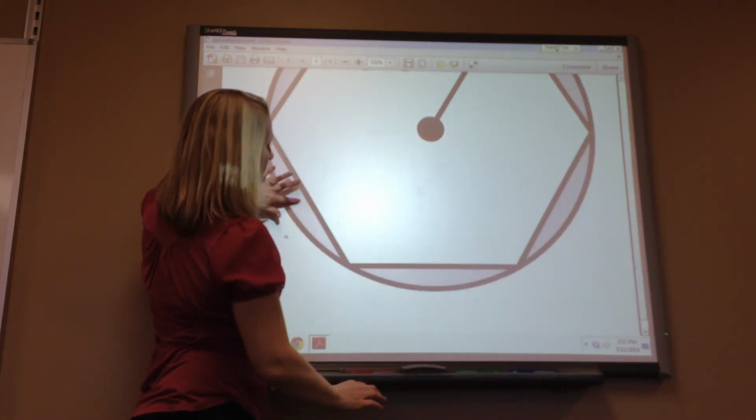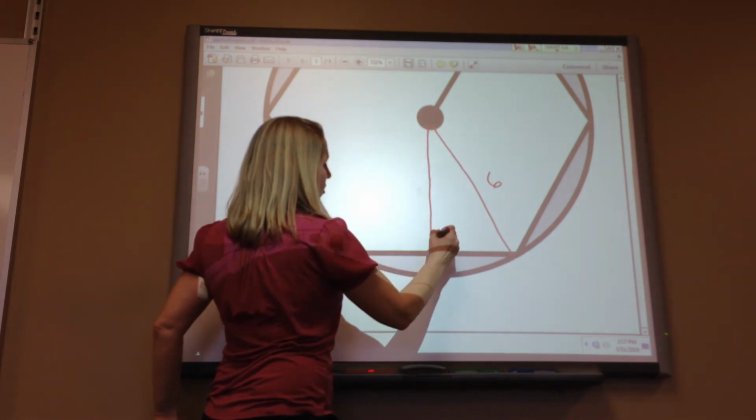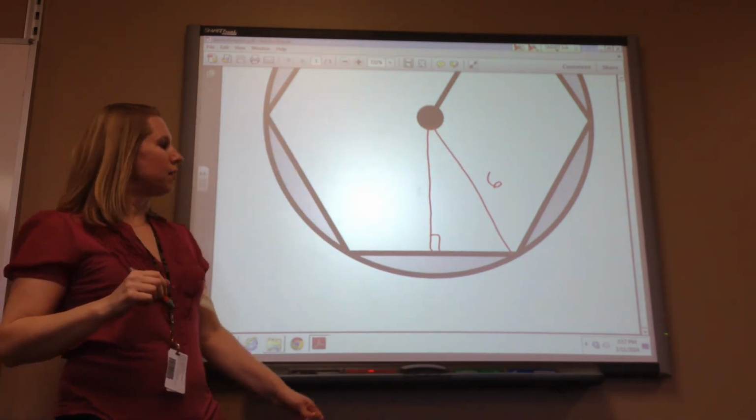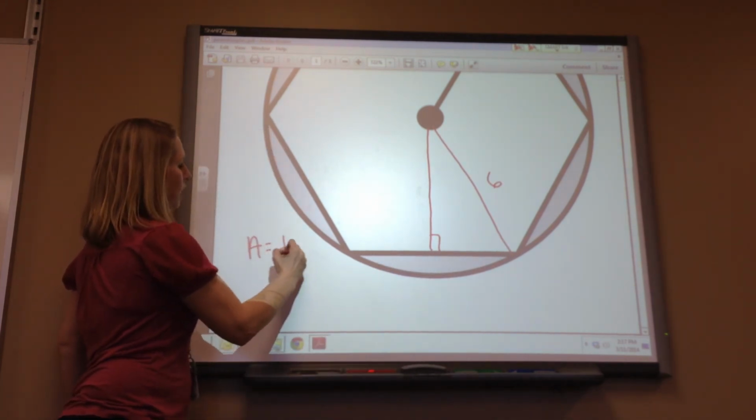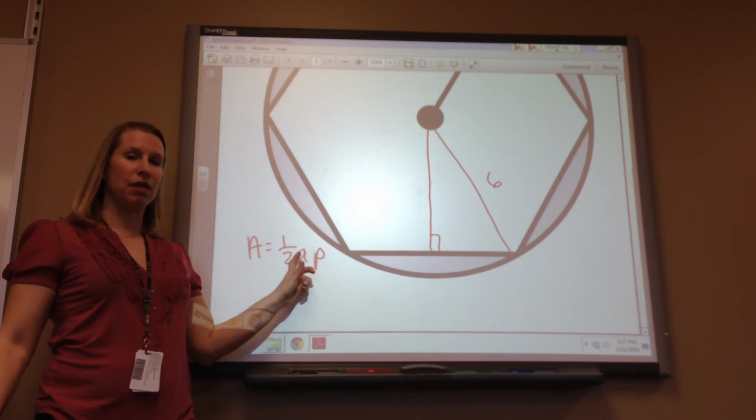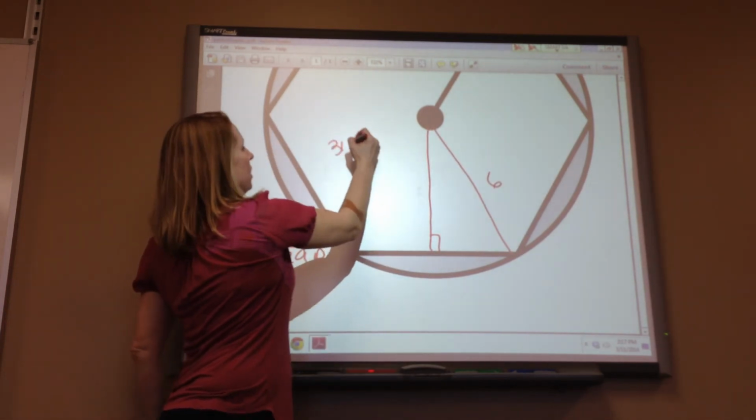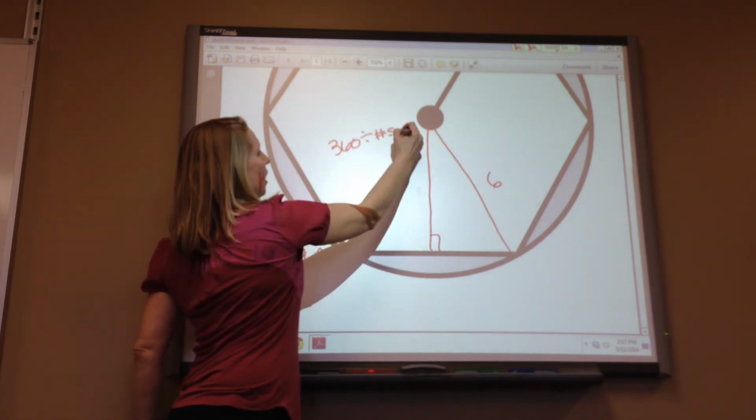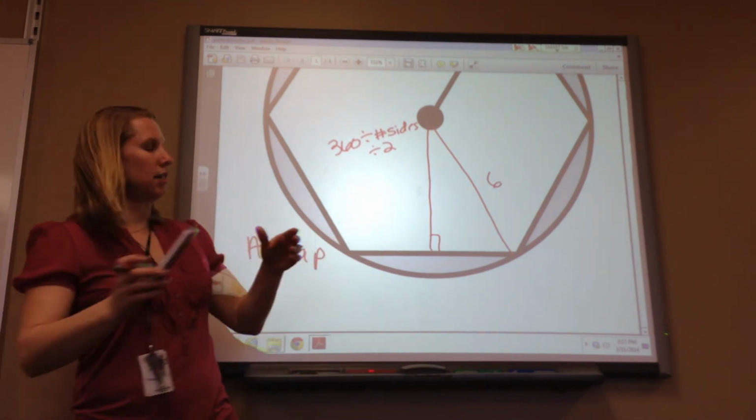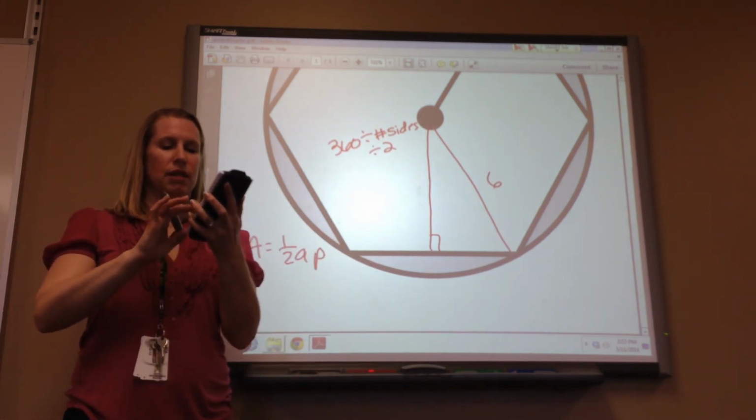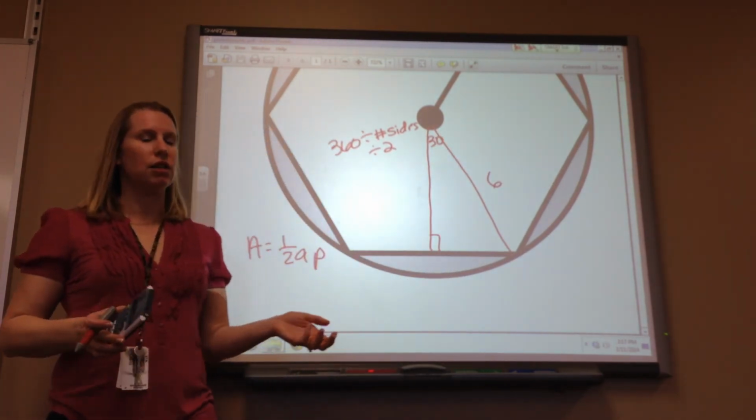So, I know the radius is 6. I'm going to make this right triangle. We need the area of a regular polygon, which is 1/2 AP. So we need the apothem and the perimeter. So I need to find that top angle. So you do 360 divided by number of sides divided by 2. So that is a hexagon, so 360 divided by 6 divided by 2 is 30. So I actually have a 30, 60, 90 triangle.